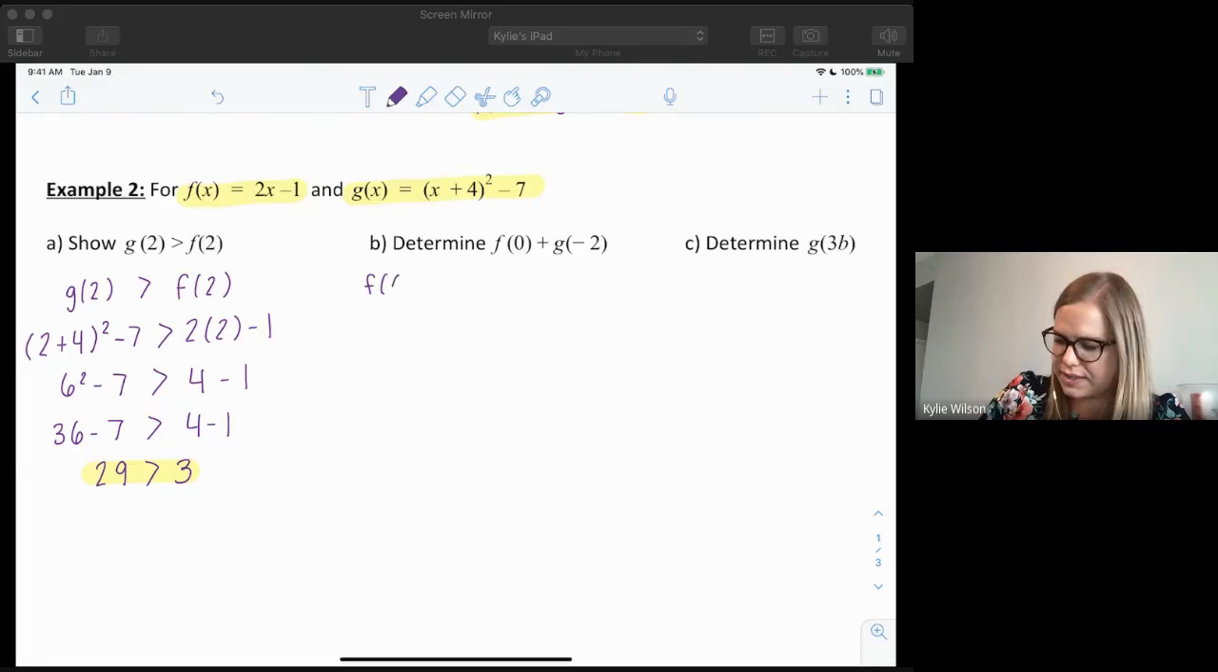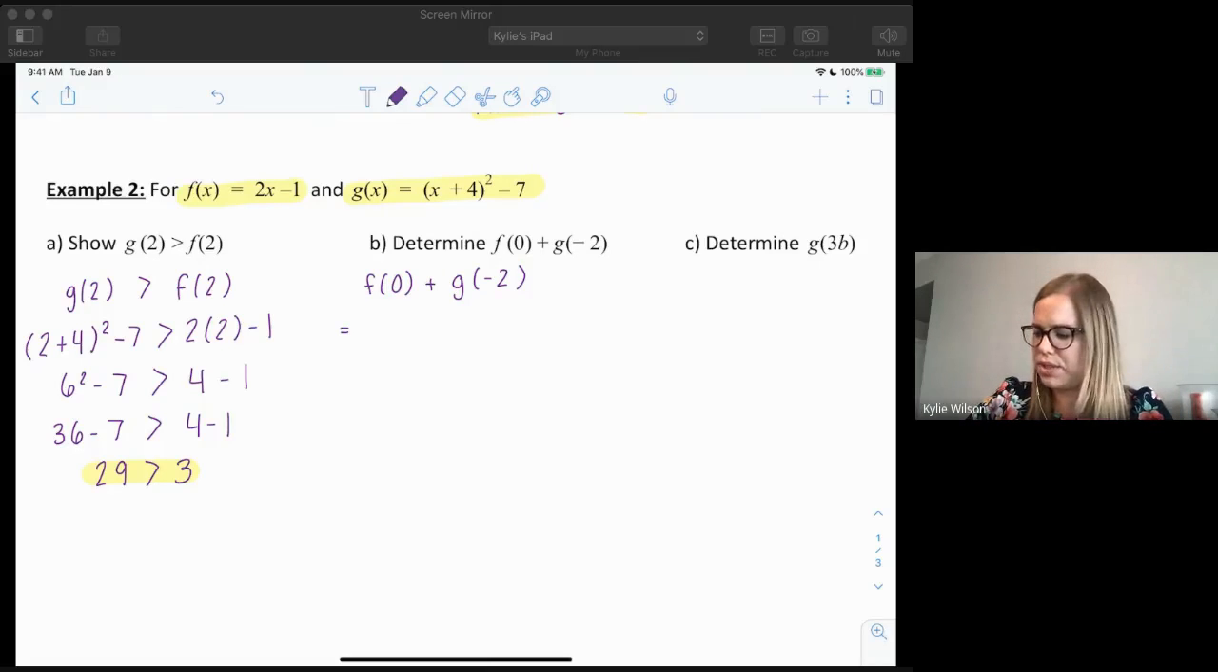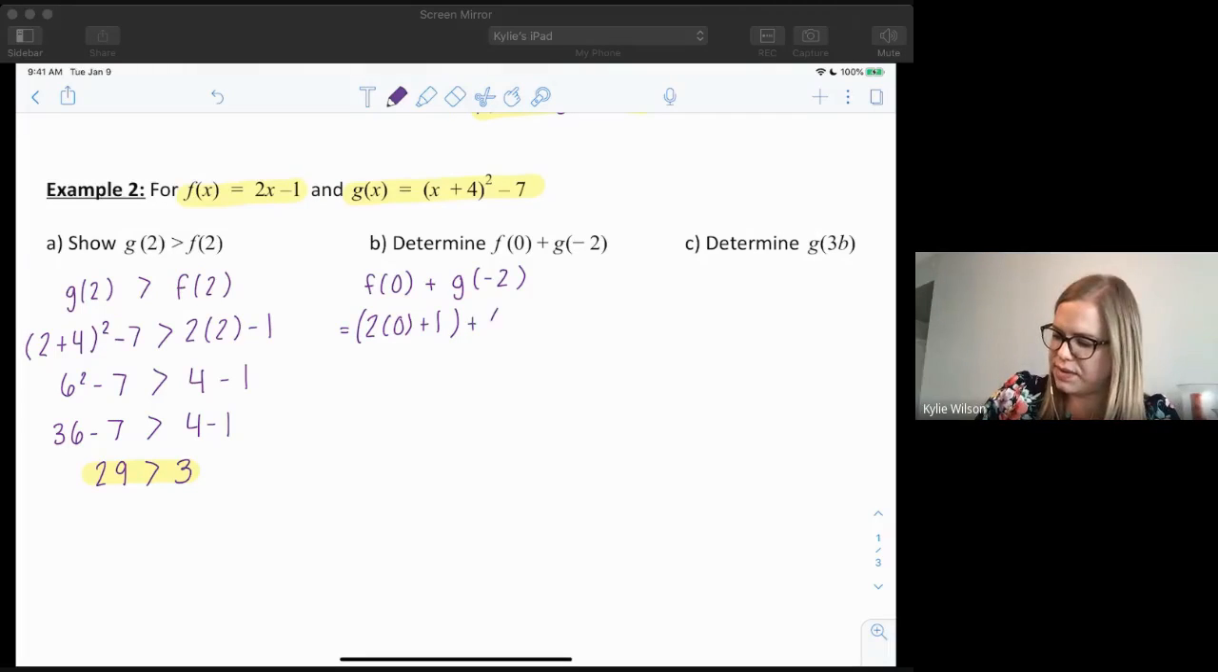So we have f at 0 plus g at negative 2. And that would be equal to f at 0. So we're just going to rewrite f, but instead of an x, we're just going to put a 0. So 2 times 0 plus 1, that's our first one, plus g at negative 2. So instead of writing an x, we're just going to write a negative 2. So we'll have negative 2 plus 4 all squared minus 7.